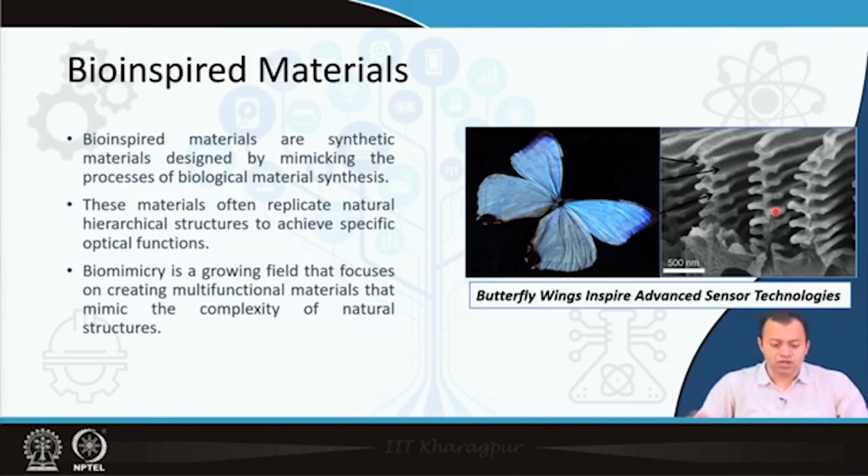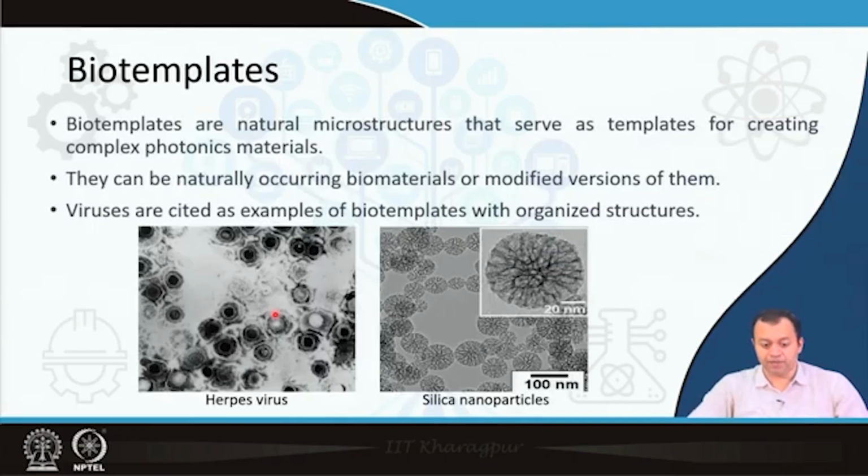It is bio-inspired. So, these materials often replicate natural hierarchical structure to achieve specific optical functions, and biomimicry, where you copy the biological phenomena, the biological design, is a growing field that focuses on creating multifunctional materials that mimic the complexity of natural structures. Then you have biotemplates. Based on the existing template, as I was telling, biotemplates are natural microstructures that serve as templates for creating complex photonic material. They can be naturally occurring biomaterials or modified versions of them. Viruses are excellent examples of biotemplates.